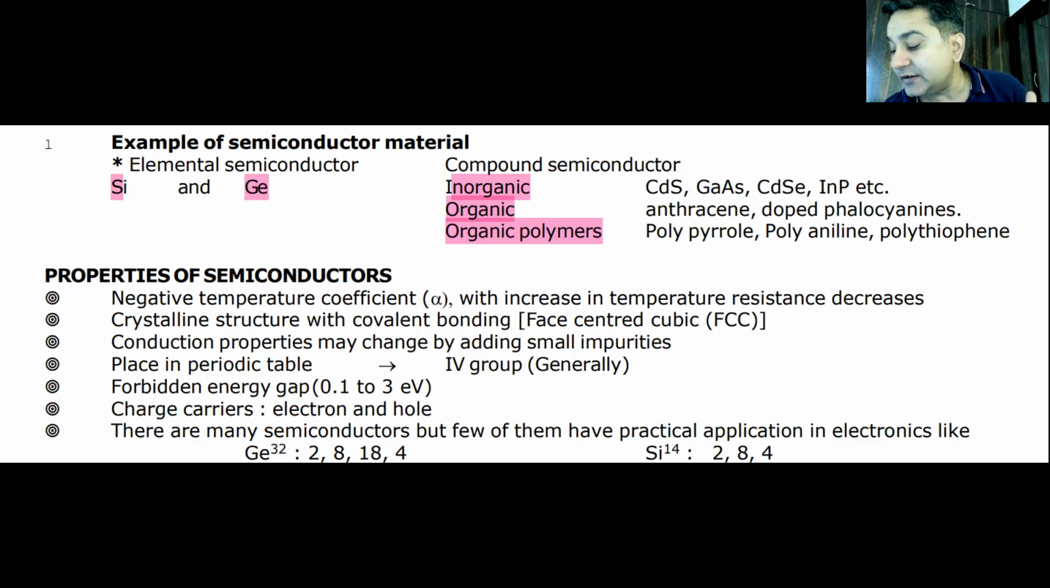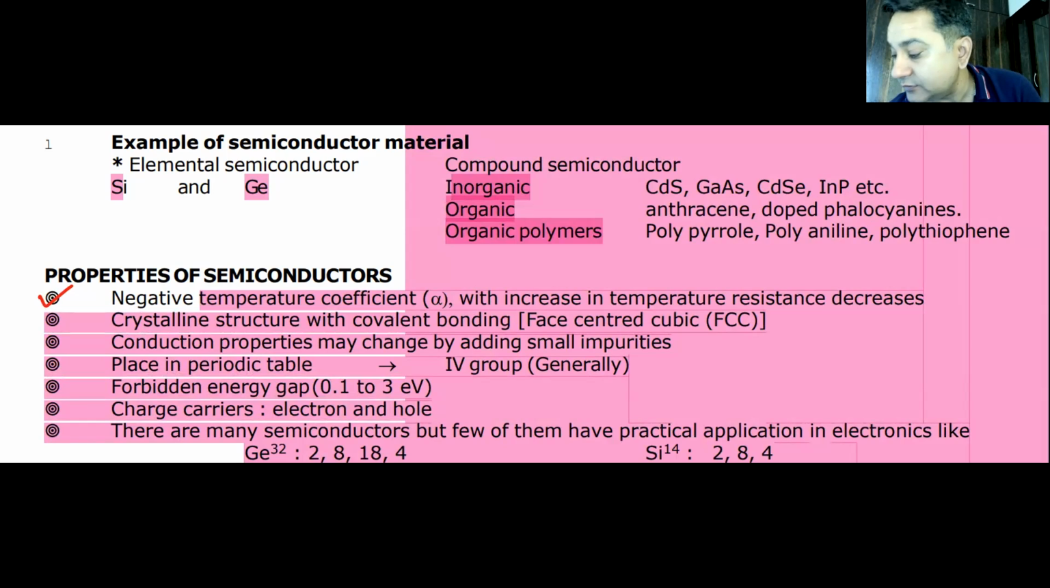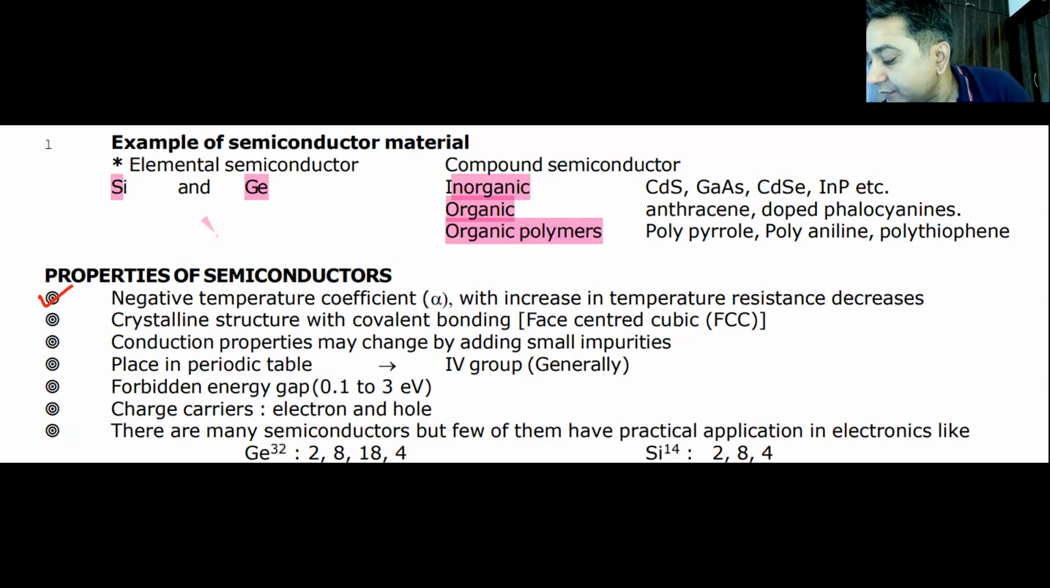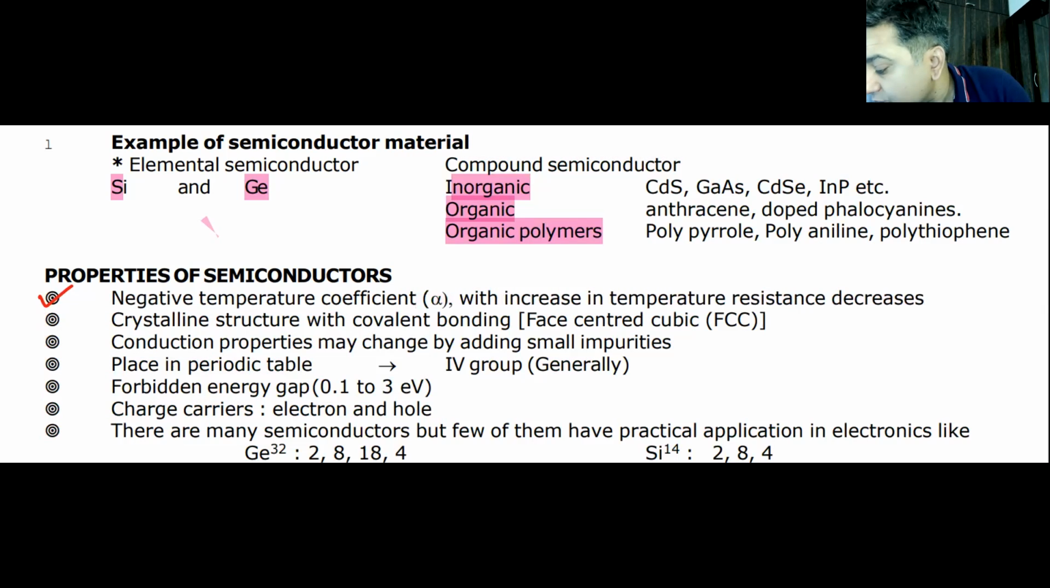What we have to understand here is the basic properties of a semiconductor, and the first property is negative temperature coefficient alpha. That means the resistance. Oops, when I'm going here, it's getting colored everywhere. So I'll do it ulta. I will start from here. That is better.